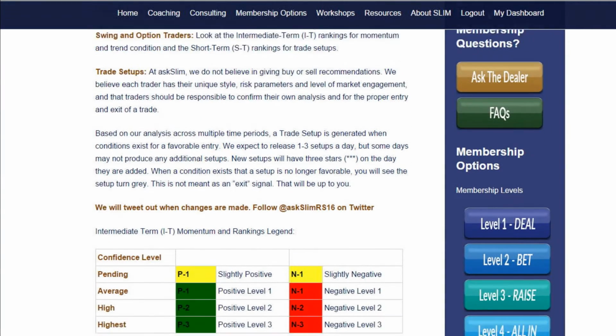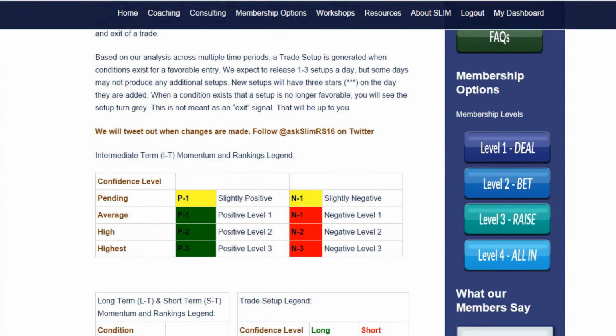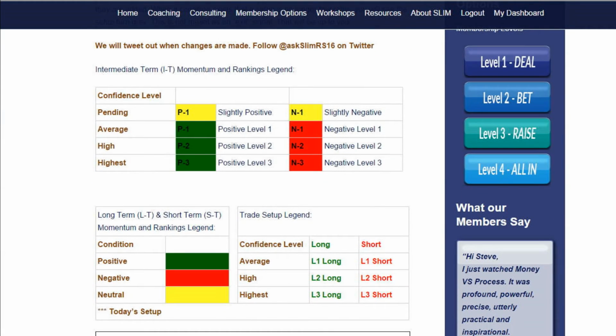So here is how you see the legend of what our rankings and setups are. We have different confidence levels and the table is colored, and you can see how they're colored. This is for the intermediate term, and this is for long term and short term, and this is our trade setup legend.